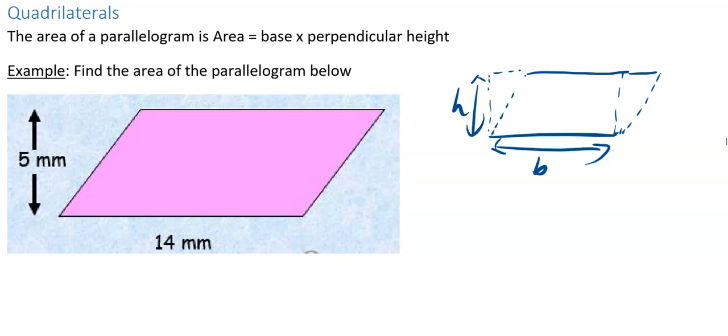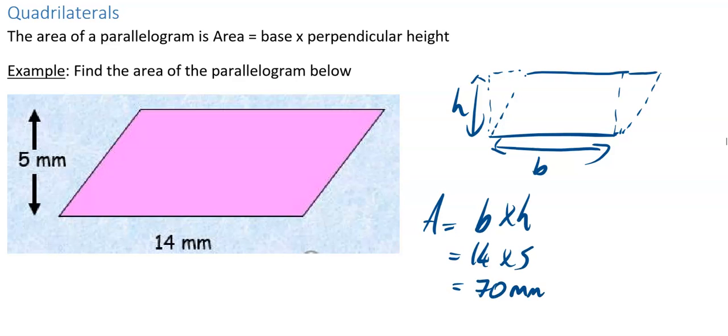So to find the area of the parallelogram, it's base times perpendicular height. It's not that slant height, it's this height up this way. In this particular example, area is equal to B times H, your B is 14, your H is 5, and if you do that, you get 70. Remember your units for area: 70 millimeters squared in this case.